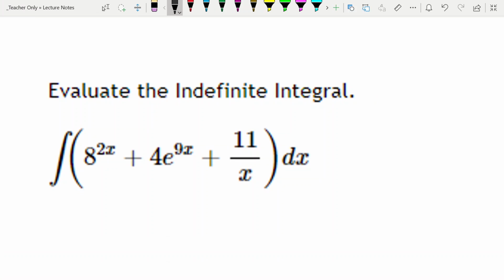Okay, so we're going to go through this problem. We're going to find the indefinite integral. Now, remember, indefinite means no bounds. So, therefore, at the end of the problem, we're going to need to have plus c. All right, so moving along.